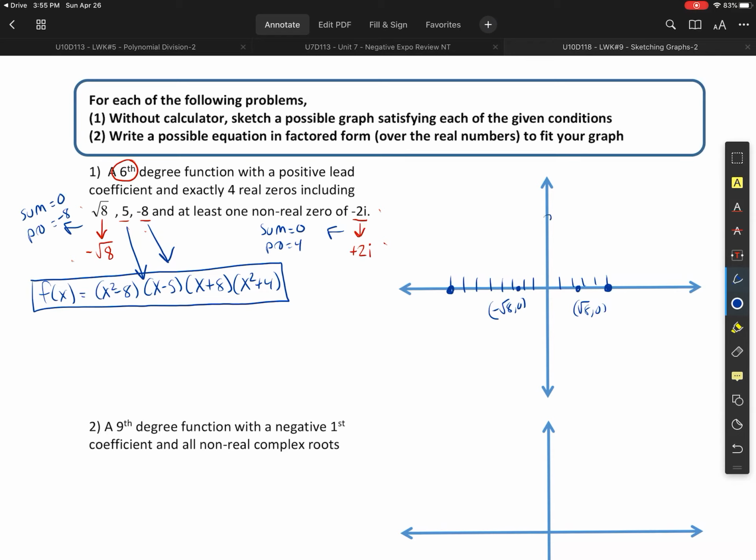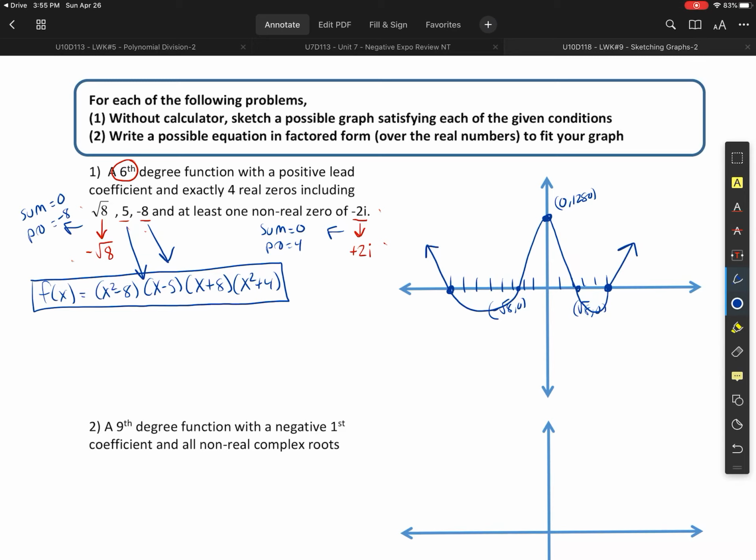Alright, last key thing, if we plug in 0, we get our y-intercept of 0, 1,280. Alright, positive lead coefficient means it's going up. Even degree means it's going up. They're all pass-throughs in this situation to give me that sketch.